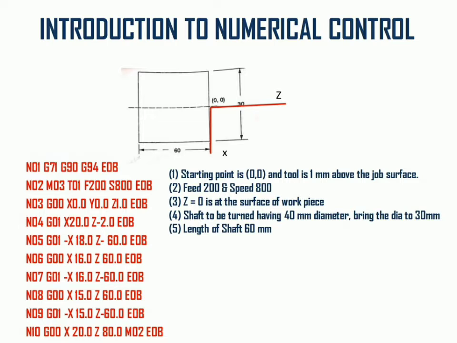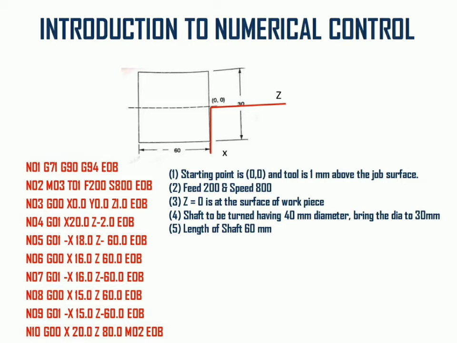Now the next program we are going to see is a lathe turning, a simple turning program, in which the conditions are given. The starting point is the origin, the tool is 1 mm above the workpiece, the feed rate is 200, and the speed is 800. Z equals 0 at the surface of the workpiece. The shaft to be turned has a 40 mm diameter, and the length of the shaft is 60 mm. Since it is a cylindrical job, we need to consider the coordinate system at the center, the central axis, as the origin.